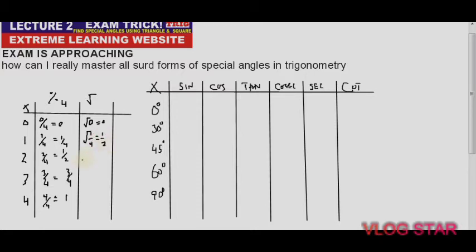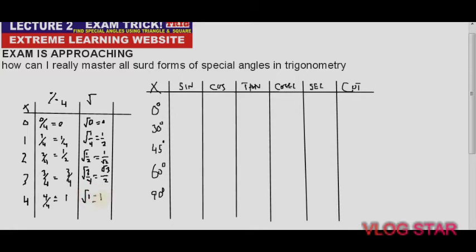So the next one is square root of 1 over 2. Square root of 1 over 2 should give us 1 all over root 2. Now next is square root of 3 over 4. This is going to give us root 3 all over 2. Now next is square root of 1, and it's still what?